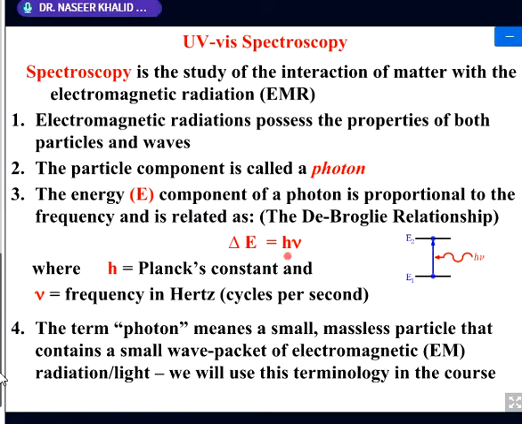Now here h is Planck's constant and nu is the frequency in hertz or in cycles per second. This term photon means a small massless particle that contains a small wave packet of electromagnetic radiation, or a small packet of light. And within this course we use the terminology photon or electromagnetic radiation intermixing, meaning the same. When we say photon, it means that it is the energy.